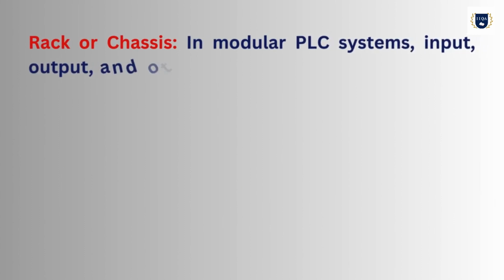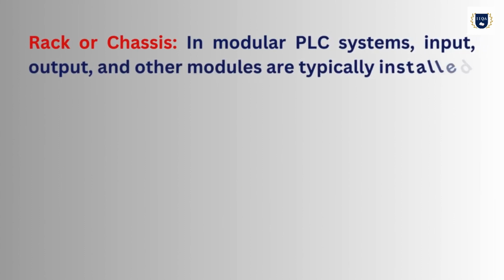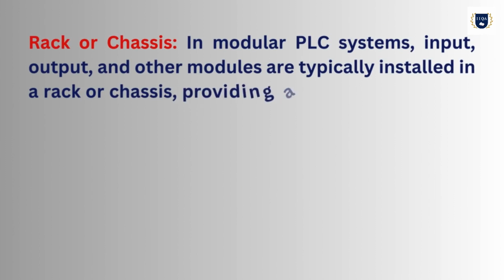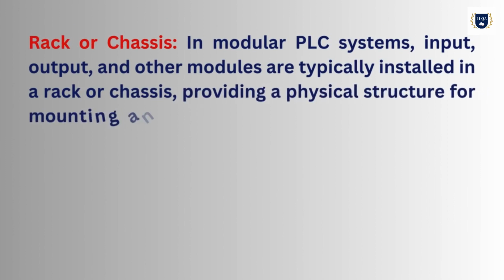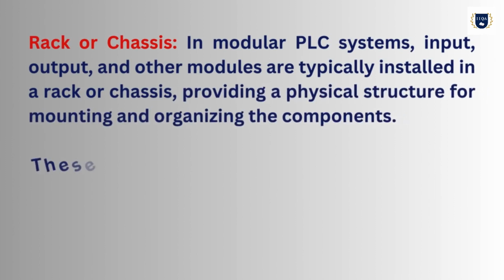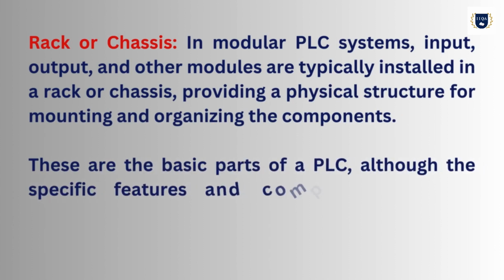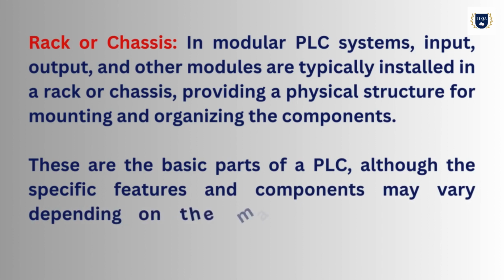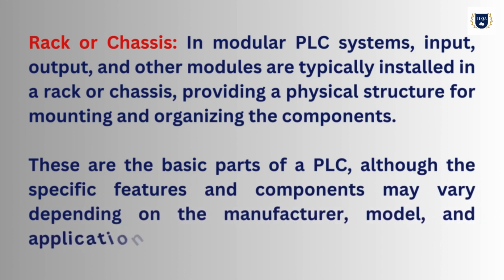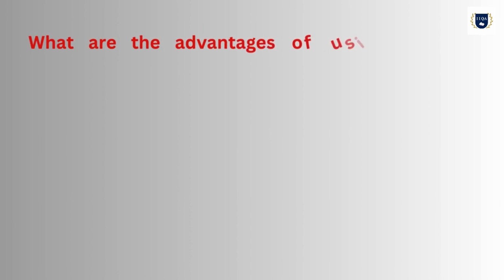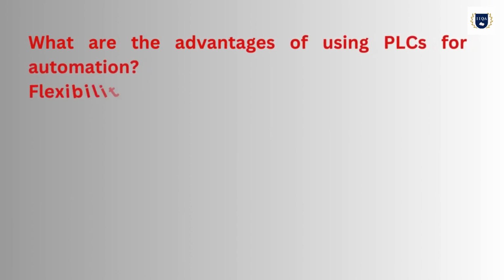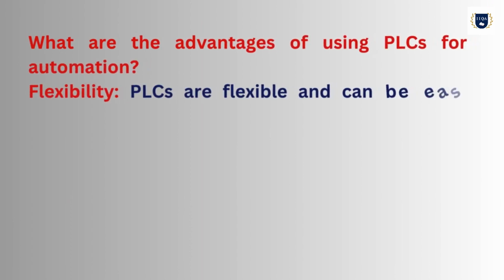In modular PLC systems, input, output, and other modules are typically installed in a rack or chassis, providing a physical structure for mounting and organizing the components. These are the basic parts of a PLC, although the specific features and components may vary depending on the manufacturer, model, and application requirements. What are the advantages of using PLCs for automation?